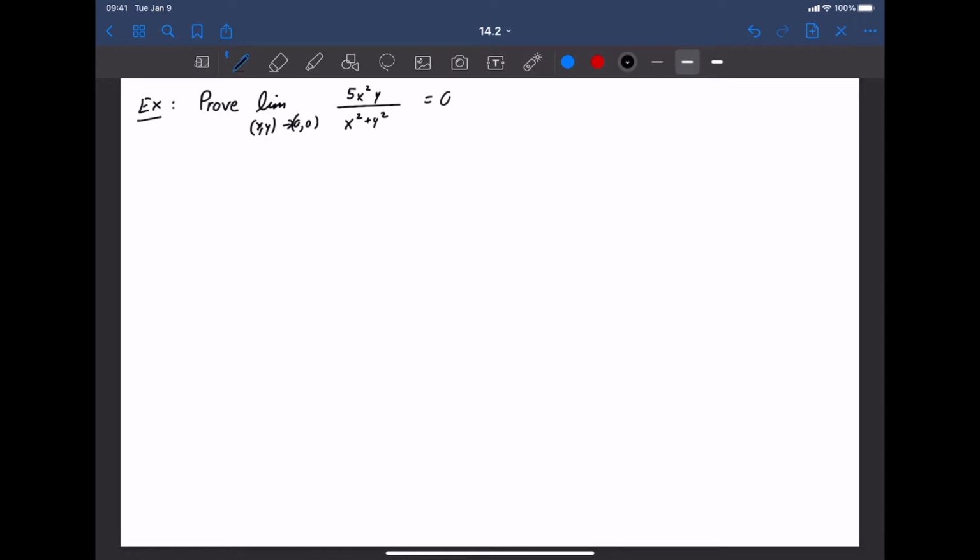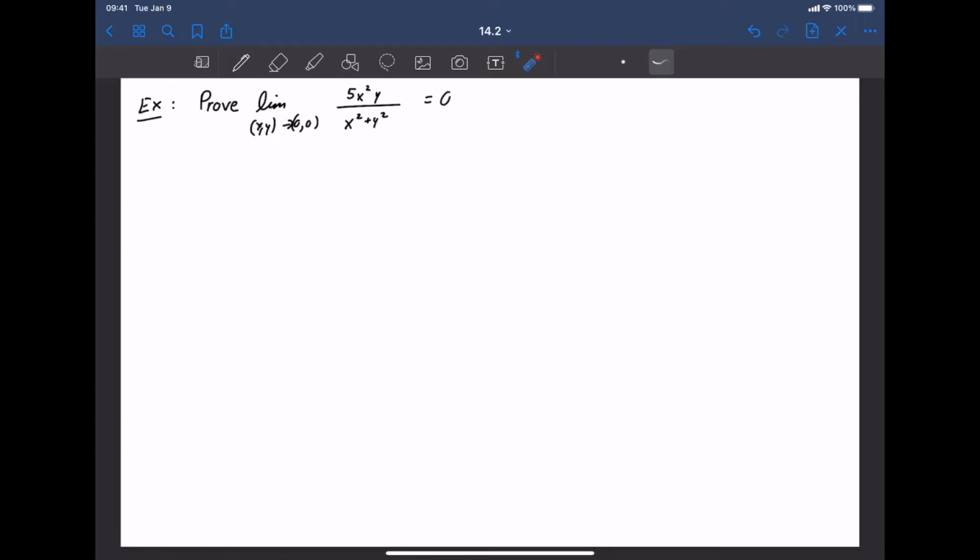approach 0, 0 of 5x squared y over x squared plus y squared equals 0. Now, if they didn't tell you to prove it, what would you do? You would check all of the paths. You would check x equals 0. You check y equals mx. You'd look at their common ratio, and I'll point out that the common ratio doesn't exist. The top it's 2 to 1. The bottom it's 2 to 2. Okay, that's a sign that things aren't working out, or things are going to work out to make the limit exist. But again, that's not enough to check or show that all the paths go to 0.